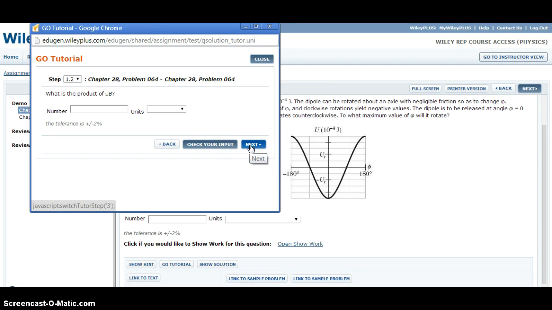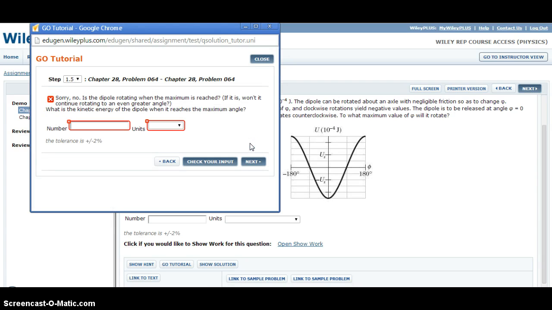Assuming you get it right or wrong, you can go to the next step. What is the mechanical energy at the moment of release? Again, asking students to think about the things that are important in the process. Next step, 1.4: what is the mechanical energy when the dipole reaches the maximum angle? Again, taking the students through the fourth part of solving the problem, going through the process.